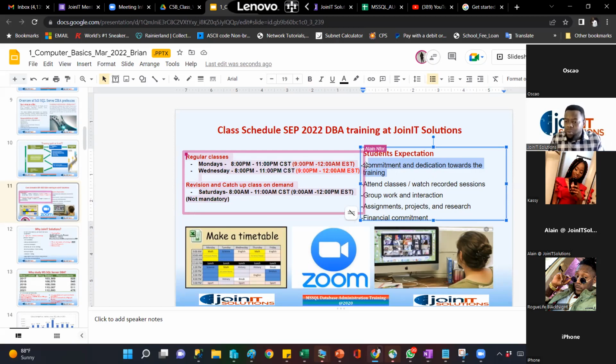Most of the trainees here will tell you that yes, at times there is babysitting, but when it gets to that point, there is no babysitting. You got to sit up. We follow up with you, and you have to sit up. You need to attend classes. You need to participate in group work and interaction because we start building that professionalism in you. You need to work on assignments and projects. And of course, your financial commitment.